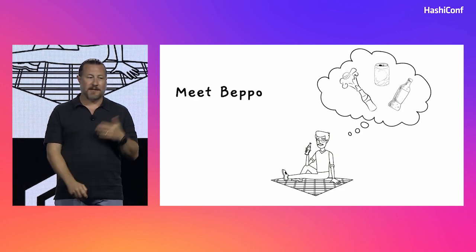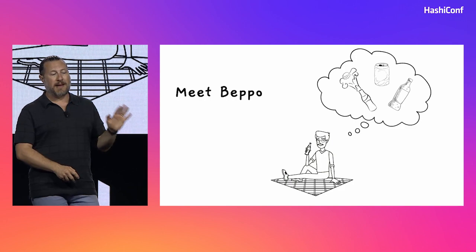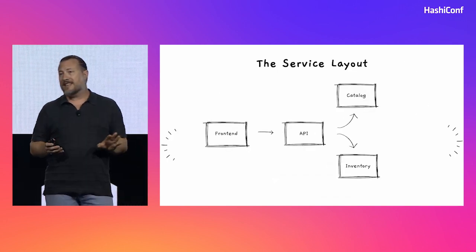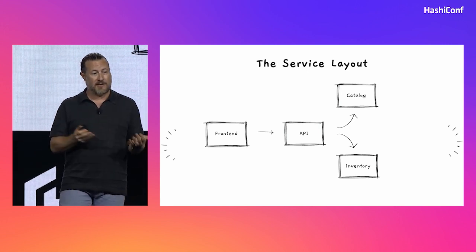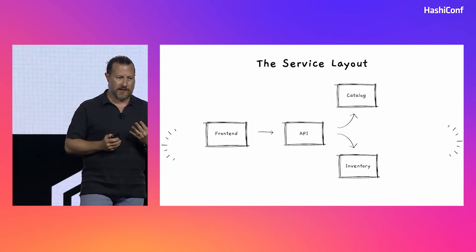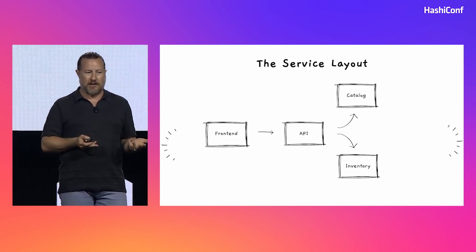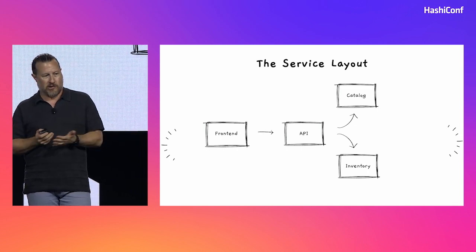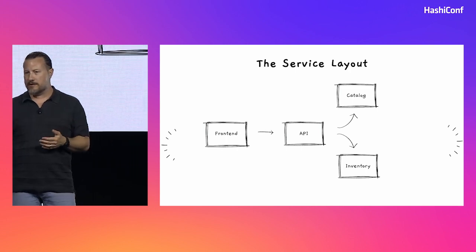Meet Beppo. This is Beppo, the owner of Beppo's Bottle Shop. Beppo's dream is to build the best online specialty store for non-alcoholic beverages. To do this, he's investing heavily in technology and has adopted a microservices architecture that lets his product teams ship changes quickly and independently. There are currently 4 services: a React front end, an API that provides the data for the front end and may service third-party integrations in the future, a catalog service that contains product information, and an inventory service that tracks and manages Beppo's product inventory.